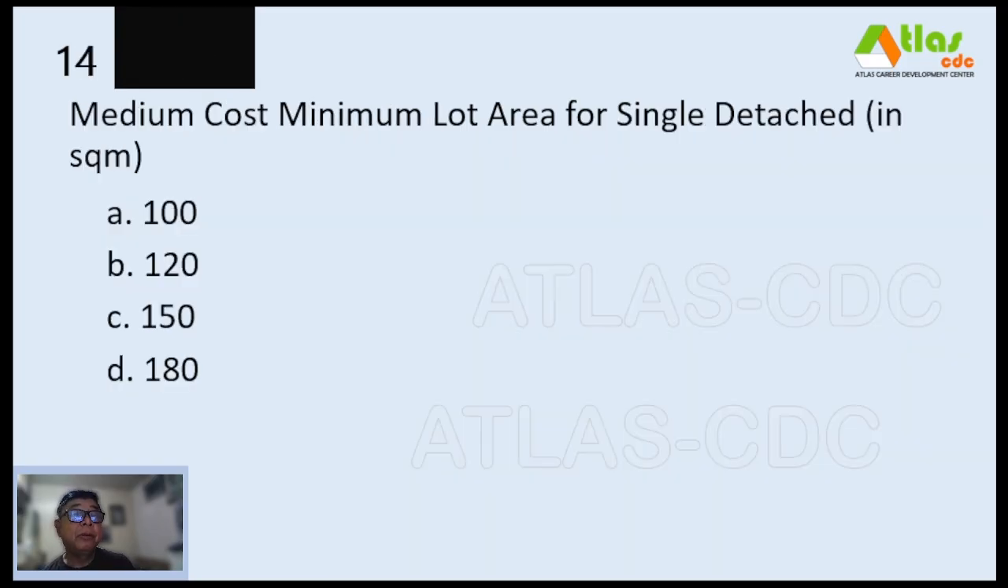Number 14, medium cost minimum lot area for single detached in square meters. A. 100, B. 120, C. 150, and D. 180.